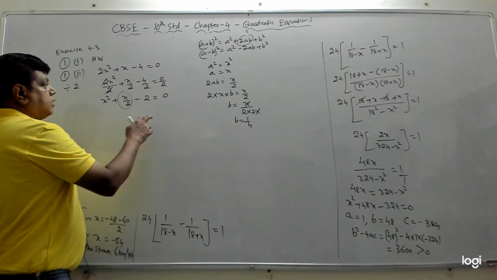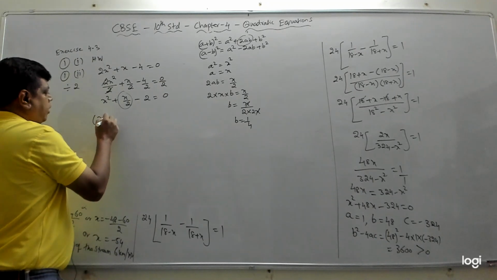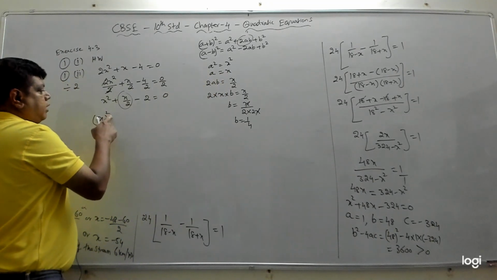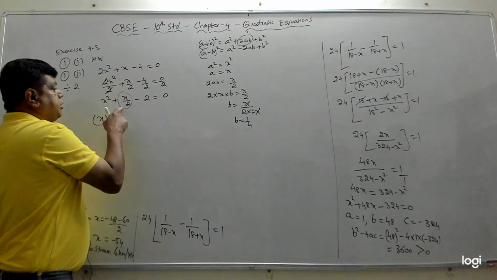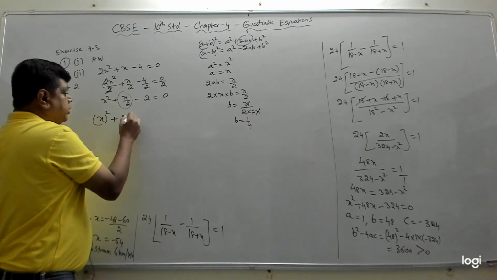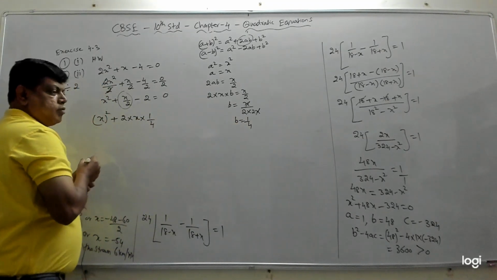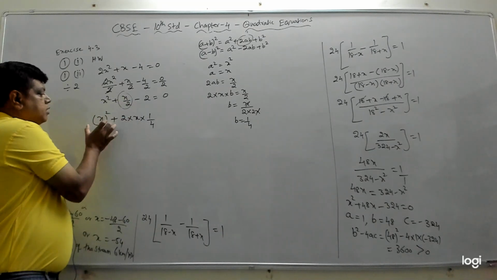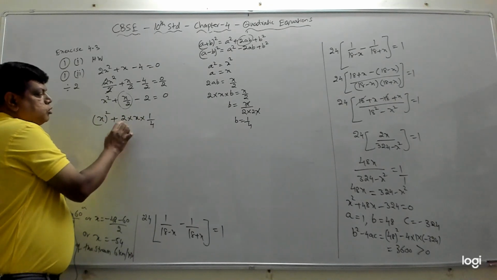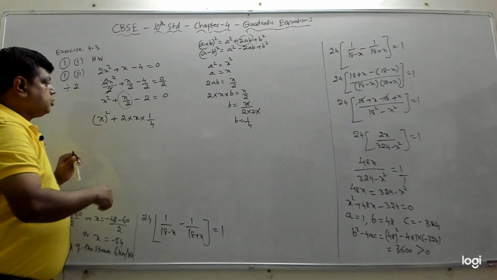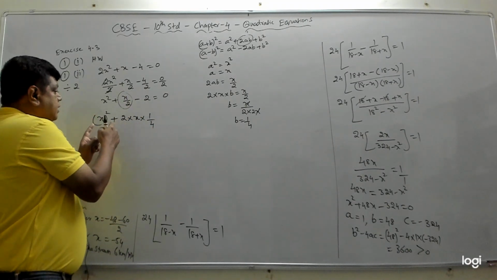So once I know what a and b are, I can write this as x square, which is a square because a is x. Plus this should be written as 2ab, which is 2 into a into b. 2 into a is x, into b, and b is 1 by 4. Now if you multiply 2 into x into 1 by 4, you will get x by 2, and you get back this. So we have written these two terms as a square plus 2ab.